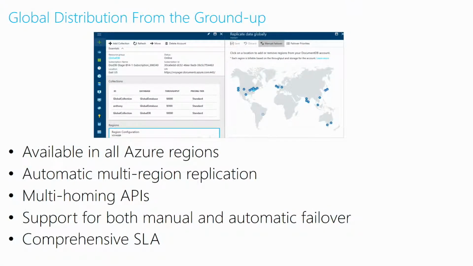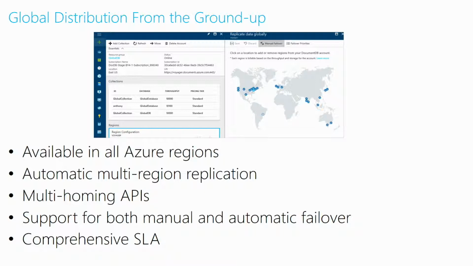Now let's talk about how Azure DocumentDB enables it. Azure DocumentDB is a fundamental Azure service that is available in all Azure regions. With global distribution built in from the ground up, your data is automatically replicated to all the regions that you associate with the database account. And every database account can have from 1 to n number of Azure regions associated with it.